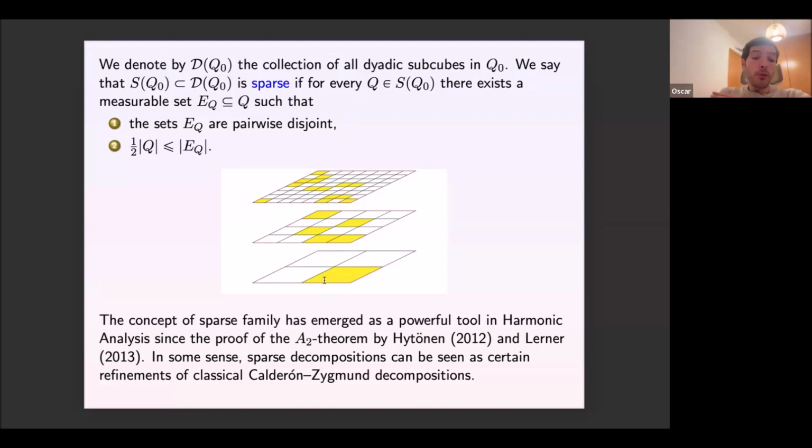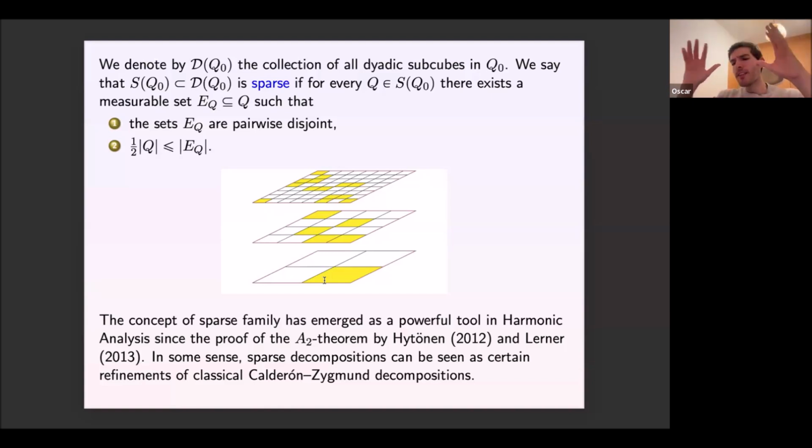I would like to say that the concept of a sparse family of cubes has emerged as a powerful tool in modern harmonic analysis, since the proof of the well-known A2 theorem by Hytönen, and more precisely, its alternative proof due to Lerner in 2013. I don't wish to explain what the A2 theorem is. This is a quantitative version of weighted estimates for Calderón-Zygmund operators with important applications to certain questions arising in PDEs. But this is not the goal of my talk.